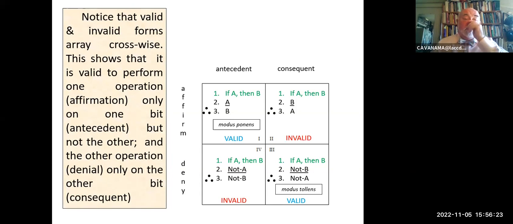Now, notice the property of this Punnett square. The valid and the invalid forms are crosswise. Valid forms are upper right, lower left. Invalid forms, upper left, lower right.